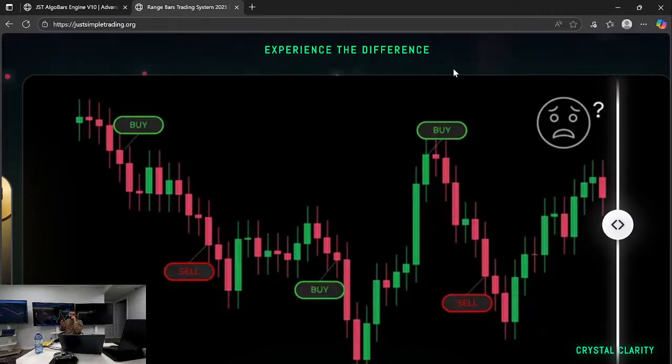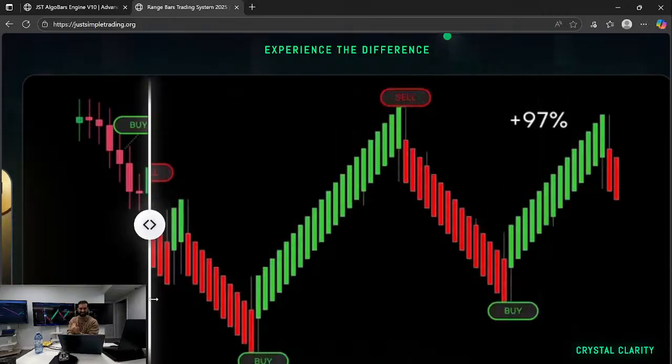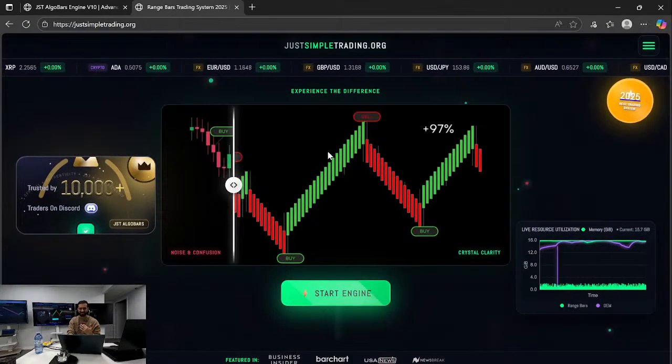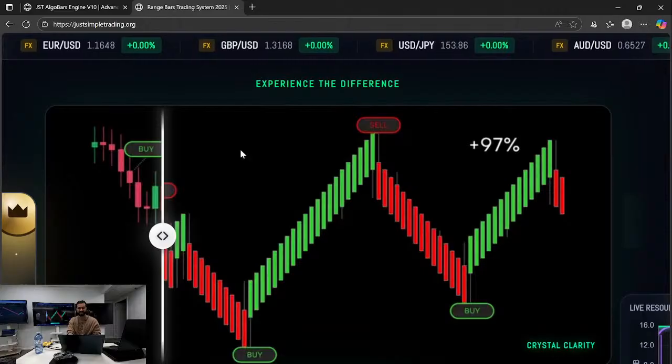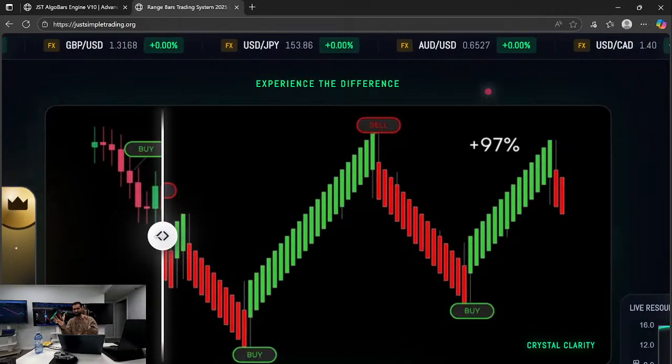And then you end up being sad, okay? Because you're down like $300 for the day. You bought right here at the top, and then the market crashed. Now, by the way, you guys can play around with this on our website. If you just go to our website, justsimpletrading.org, it's right there. So you can physically, visually see the difference.